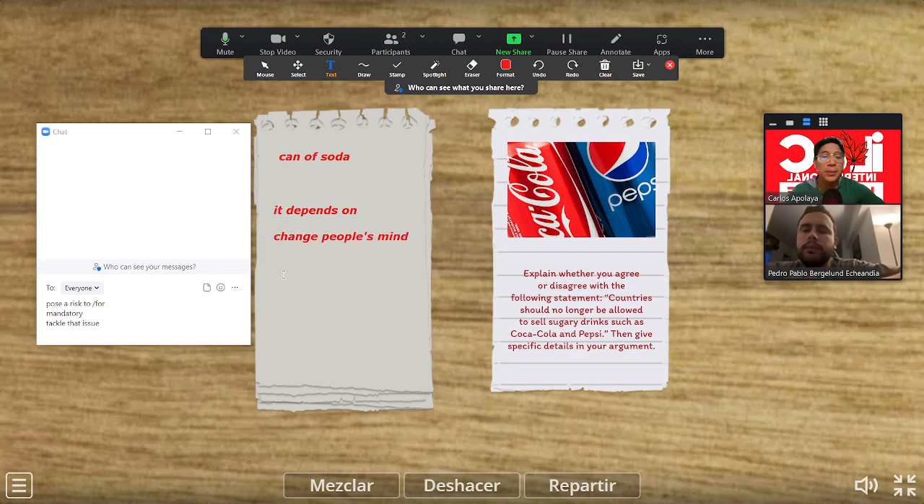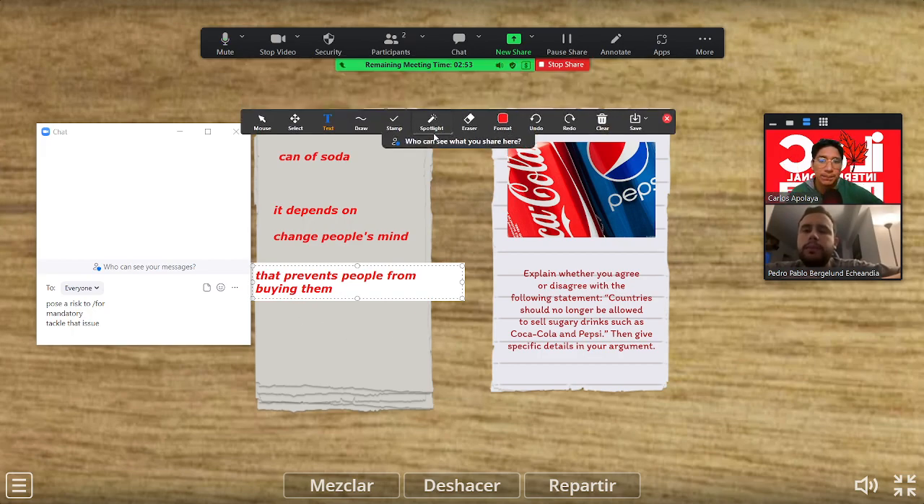And maybe that prevent people from buying it. Or from buying them. Okay, prevent somebody from doing something. ¿De acuerdo? Prevent, evitar que alguien haga algo. Prevent from, y de un verbo con ing. Okay?